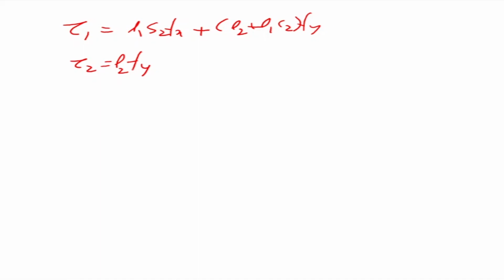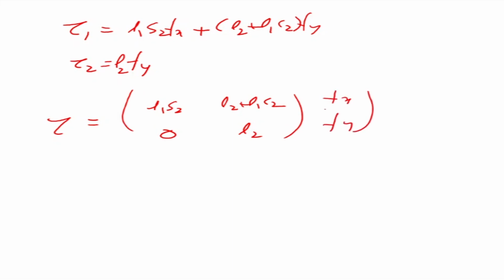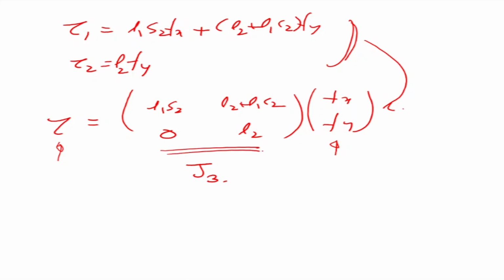Now if I write it in the matrix form, tau is equal to [L1 sin θ2, L2 plus L1 cos θ2; 0, L2] times [fx, Fy]. I get this from here. Now this is also a Jacobian, but it is expressed in the third frame. Okay, so this gives us the relationship between the forces acting at the end effector and the joint torques, and that is also related by means of the Jacobian matrix.